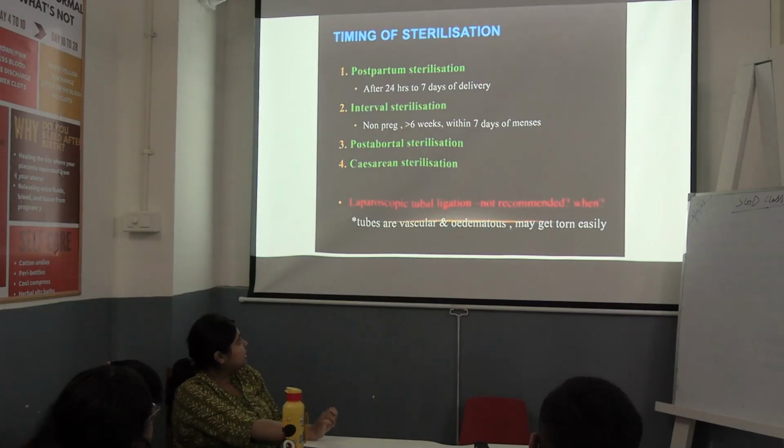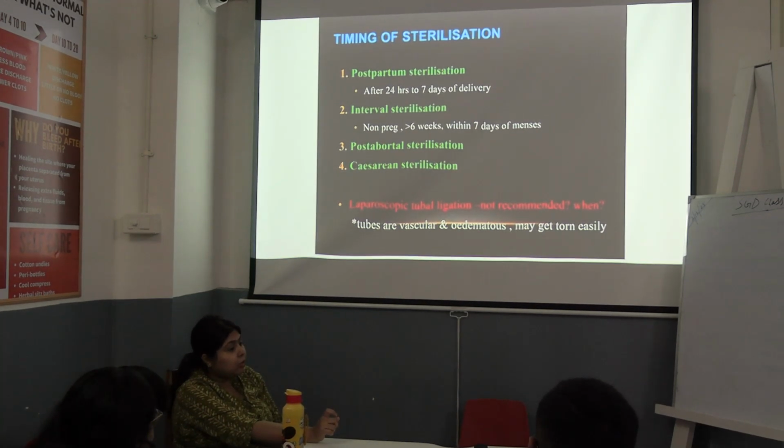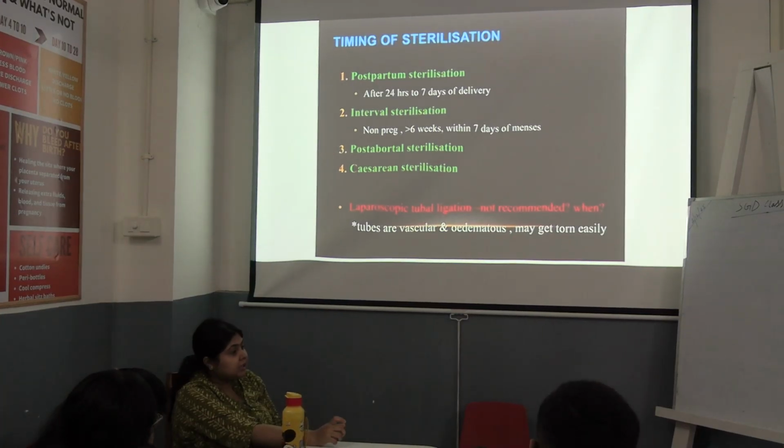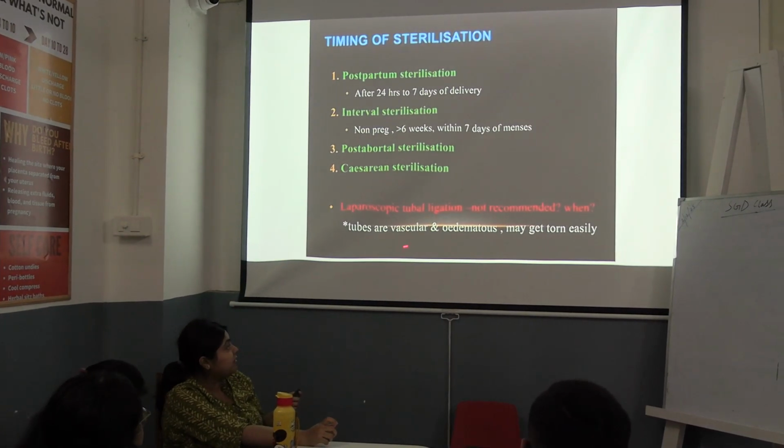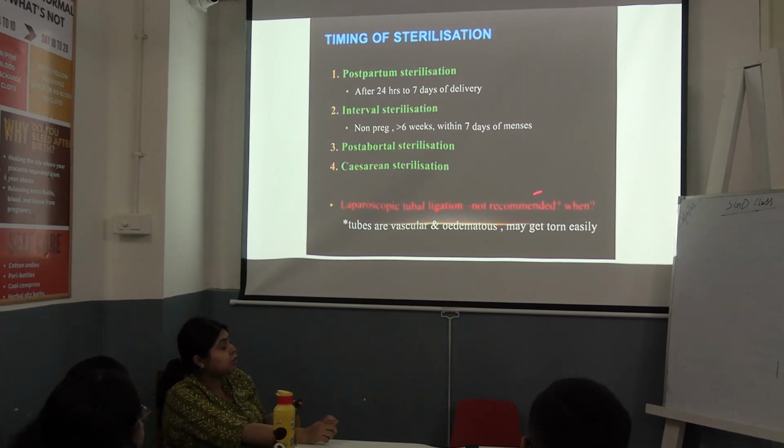Another method of sterilization is laparoscopic tubal ligation. But it is said that in the immediate postpartum period, if the patient is asking for sterilization, go for the open method rather than the laparoscopic method. Why? Because these tubes are highly vascular and edematous and may get torn easily.